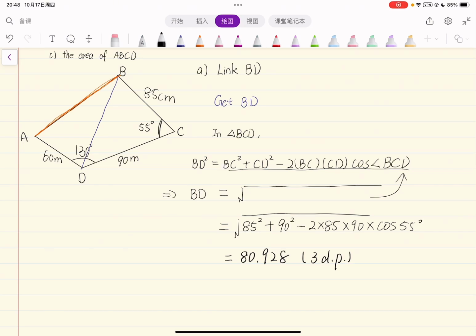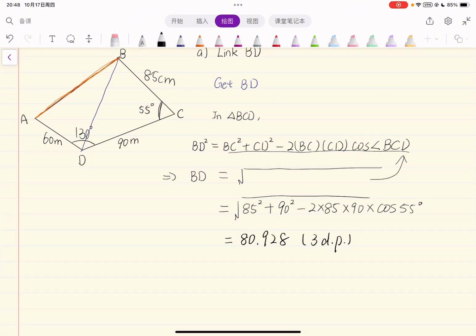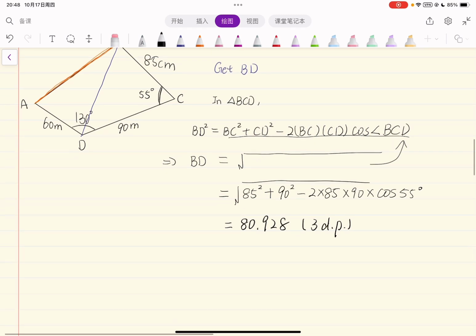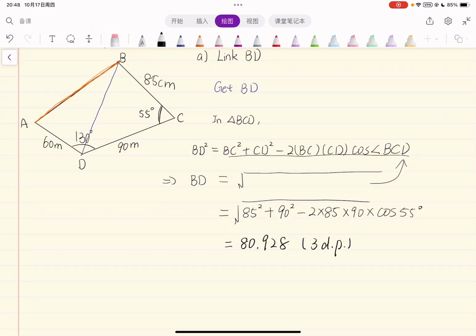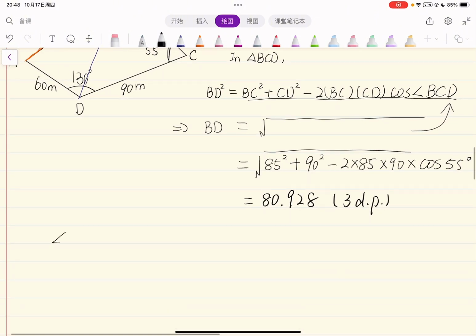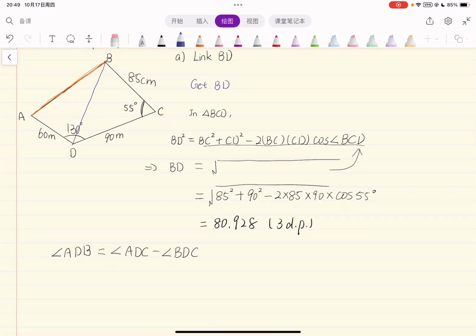The next step, we need to find the angle ADB. You can see that you know the angle ADC. What we require to find the angle ADB is the angle BDC. So the angle ADB equals the angle ADC minus the angle BDC. We want to get the angle BDC.